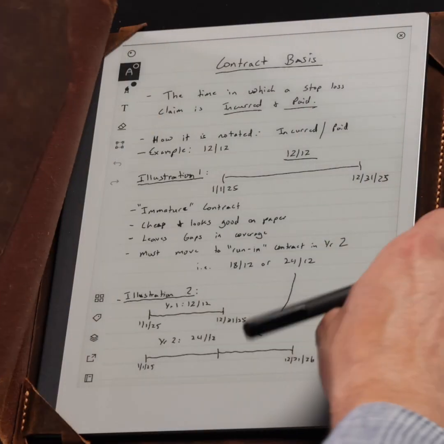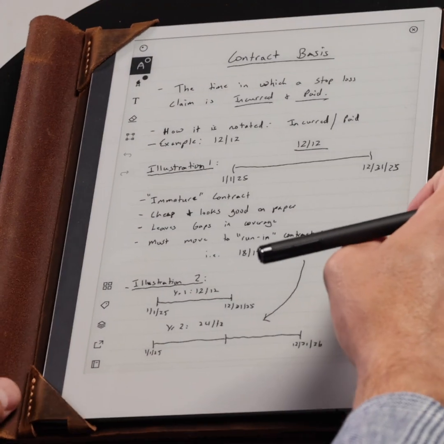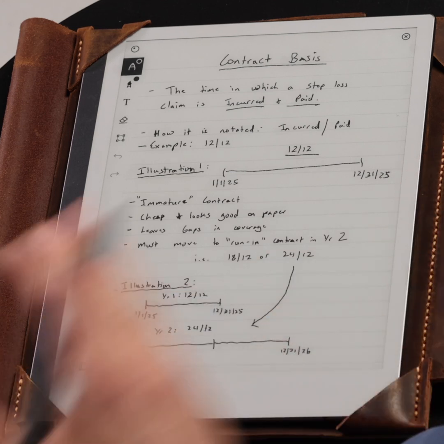Probably for one of the most complicated subjects in all of stop loss and self-funding, the idea of the contract basis. Now, I could shoot a 30-minute video on this very subject, but for today, we're just going to cover the basics of what is a contract basis and how does it affect stop loss pricing. Here we go. Like I said, probably one of the most difficult topics to explain in all of self-funding.